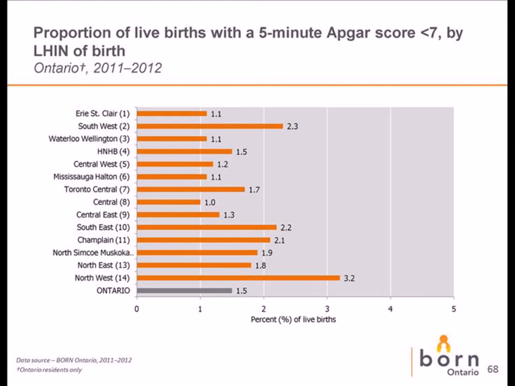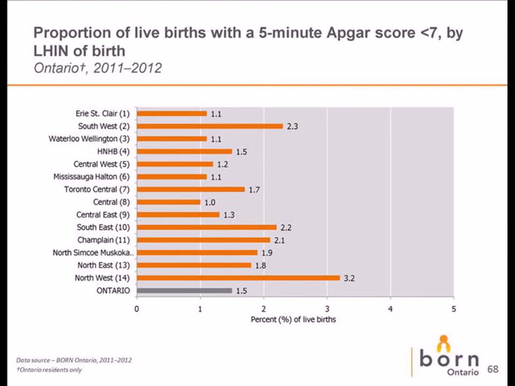And so just to finish up, a little bit of data on the babies. These are the babies that are born with a 5-minute Apgar score less than 7 by LHIN of birth. Apgar scores, you know, again, quite subjective, but certainly important. So the 5-minute Apgar score is more important. That's the one that tends to have more of a relationship to longer-term outcome.